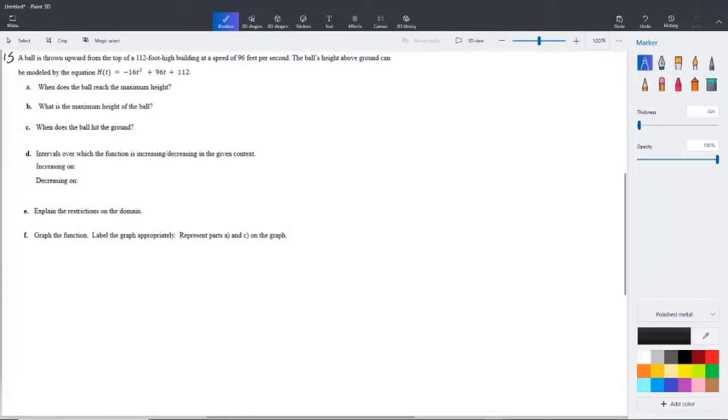Review number 15 that we have. A ball is thrown upward from the top of a 112-foot building at a speed of 96 feet per second. The ball's height above ground can be modeled by the equation h of t equals negative 16t squared plus 96t plus 112. Part A, when does the ball reach the maximum height? And Part B, what is the maximum height of the ball?